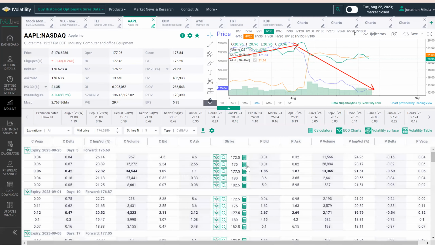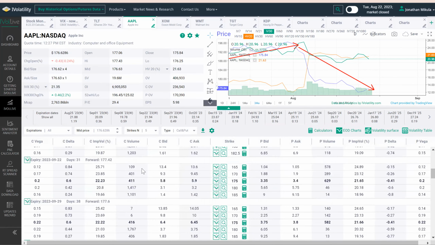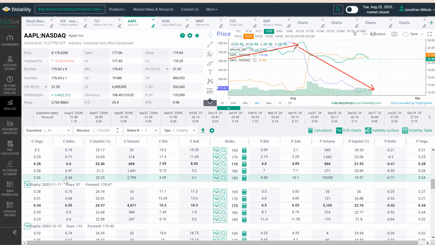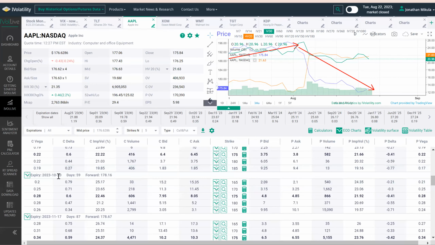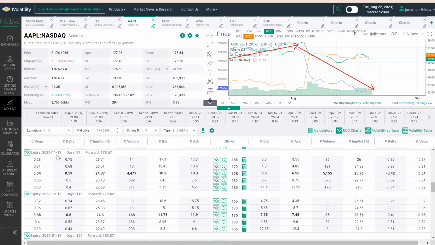So we can minimize our handy chart view, and we could go to the expiration after the next earnings release. So Apple's announcing earnings on October 25th. So let's go to, this would be too soon. So let's go to the expiration after, which is November 17th. So right now the price of Apple is 176. So the at the money option is here. It's always in bold, 175.